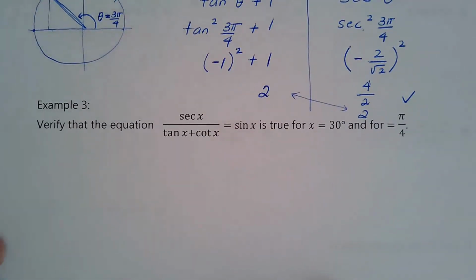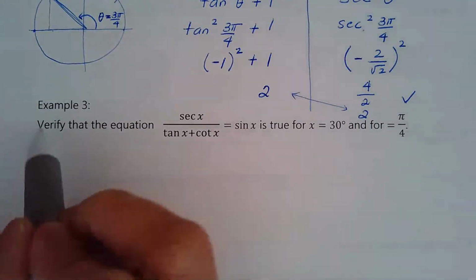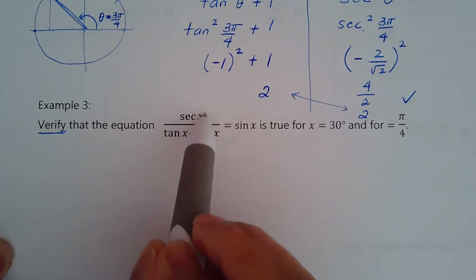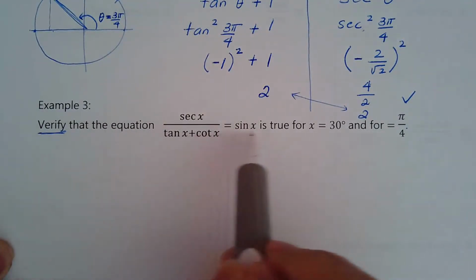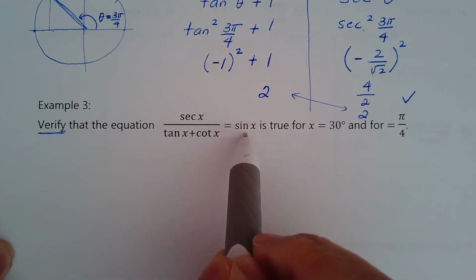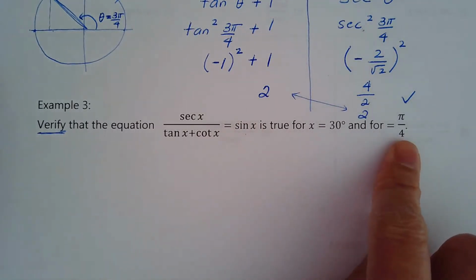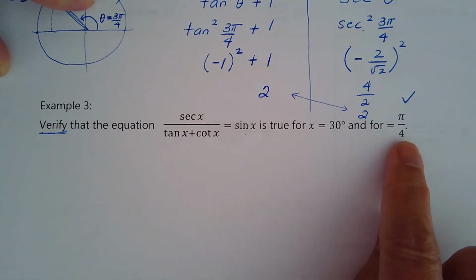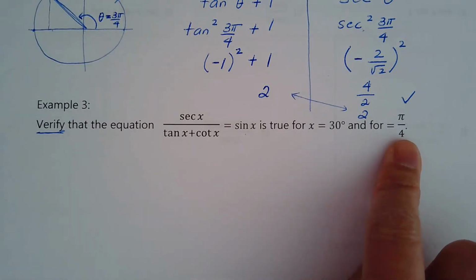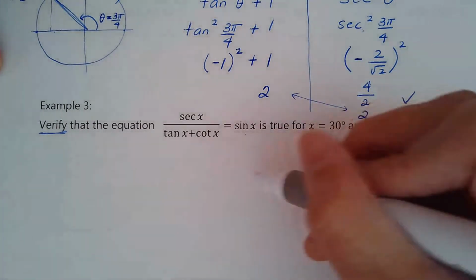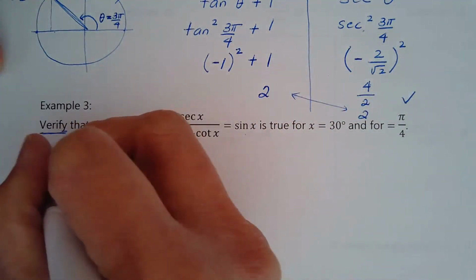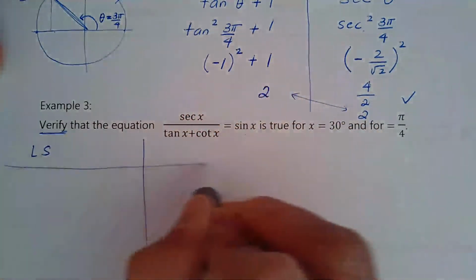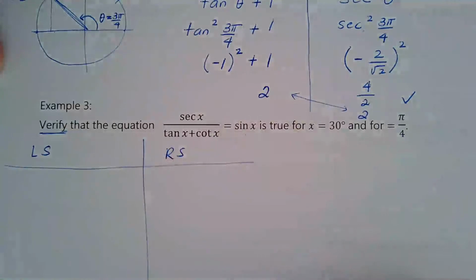Now we're on the last one. We're going to verify the equation: all of this math is really equal to sine of x. Okay? So let's give it a try. And we're going to see, is this true for 30 degrees? And is it true for π/4? Let's see. So what we're going to do is the left side, and then the right side.